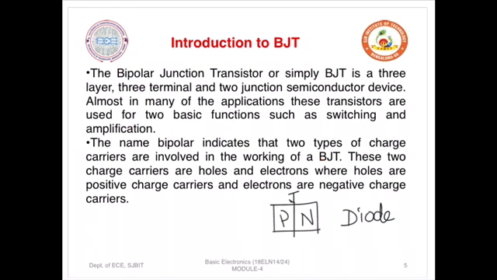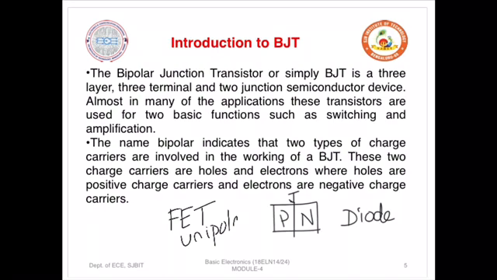Whereas when we discussed FET, we called those devices unipolar devices because in FET the conduction was only due to one type of charge carrier. But in BJT, it is due to 2 types of charge carriers. That is why they are called bipolar junction transistors. These 2 charge carriers are holes and electrons. As we know, the holes are positive charge carriers and the electrons are negative charge carriers.